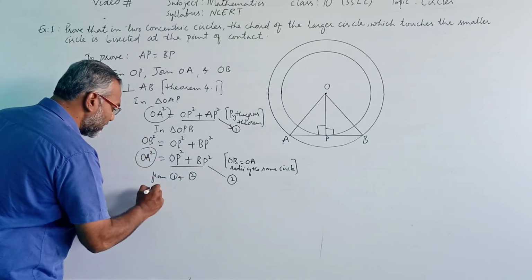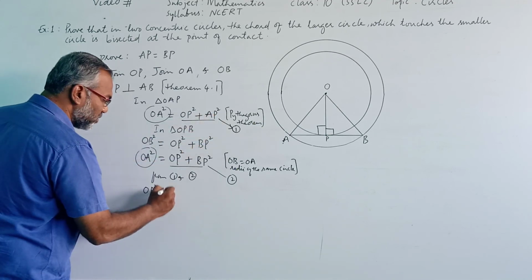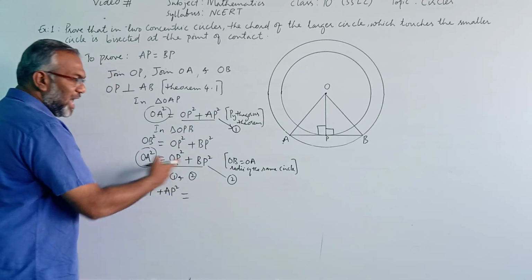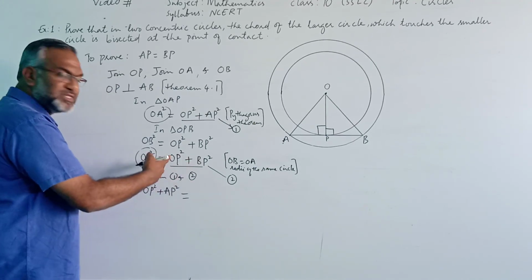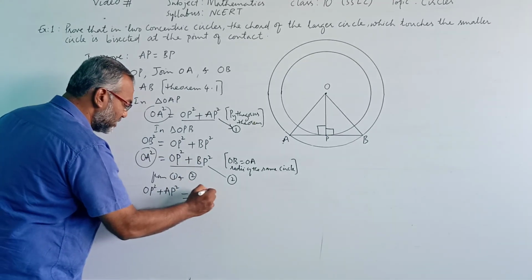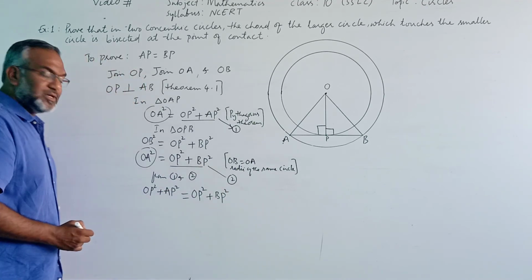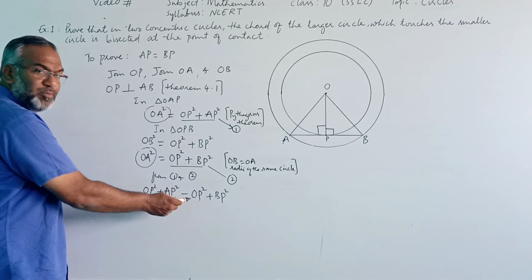OP square plus AP square. The RHS of this equation will be equal to the RHS of this equation. What is the RHS of this equation? OP square plus BP square. Right? Now, we have OP square here, OP square here.